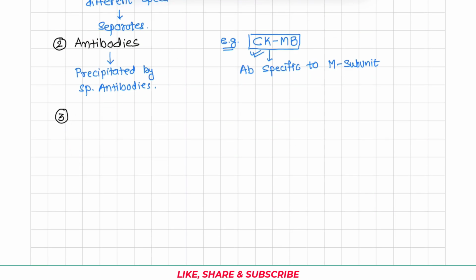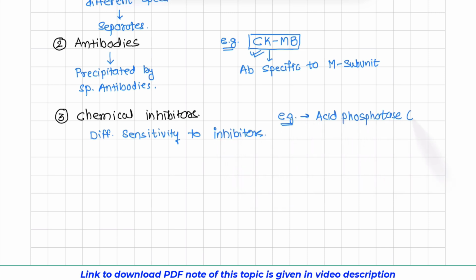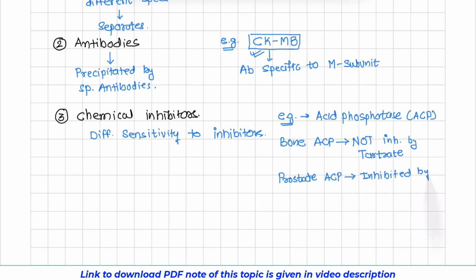Technique number 3 involves chemical inhibitors. Different isoenzymes have different sensitivities to various chemical inhibitors. A classical example is acid phosphatase or ACP. The bone isoenzyme form keeps working even when you add tartrate, meaning it is not inhibited by tartrate. But the prostate isoenzyme form gets completely inhibited by tartrate. This property helps us determine the source tissue of the enzyme.